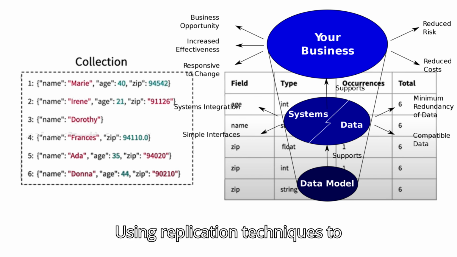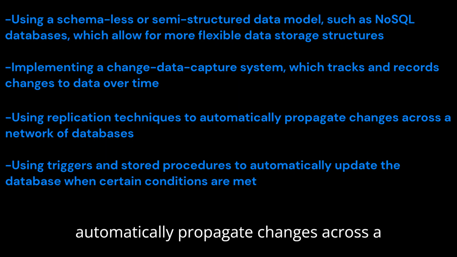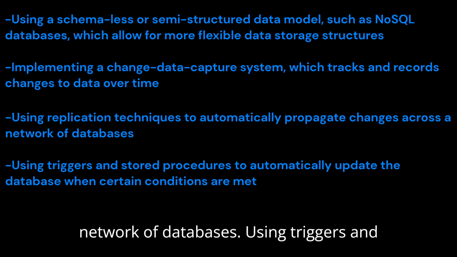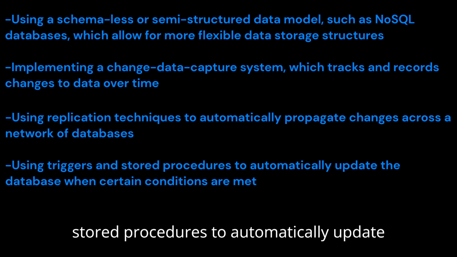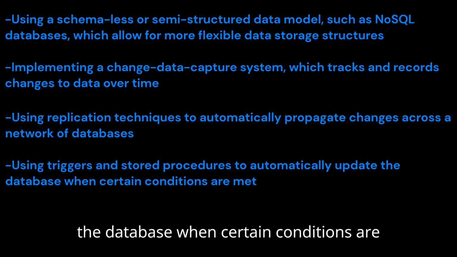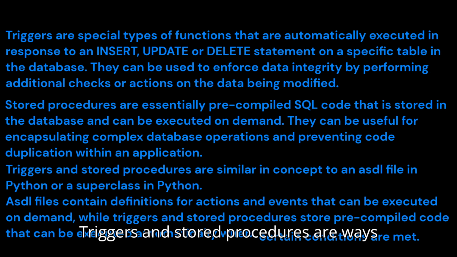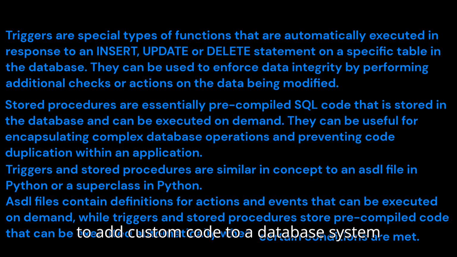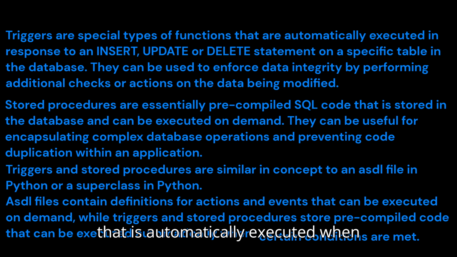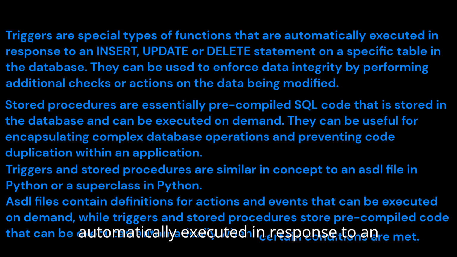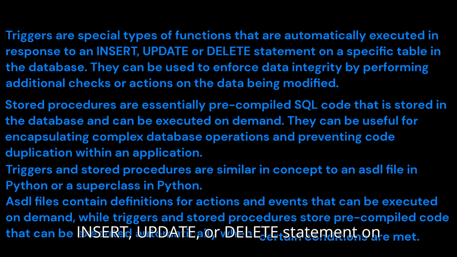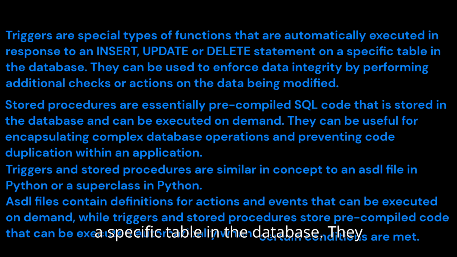Using replication techniques to automatically propagate changes across a network of databases. Using triggers and stored procedures to automatically update the database when certain conditions are met. Triggers and stored procedures are ways to add custom code to a database system that is automatically executed when certain events occur. Triggers are special types of functions that are automatically executed in response to an insert, update, or delete statement on a specific table in the database.